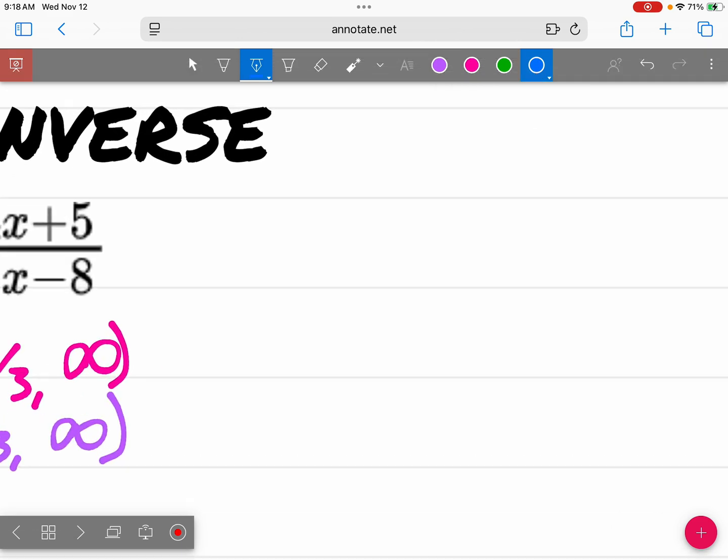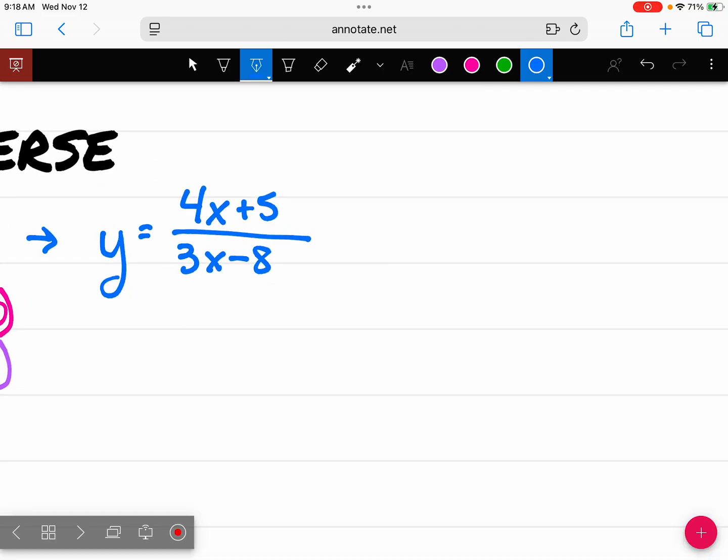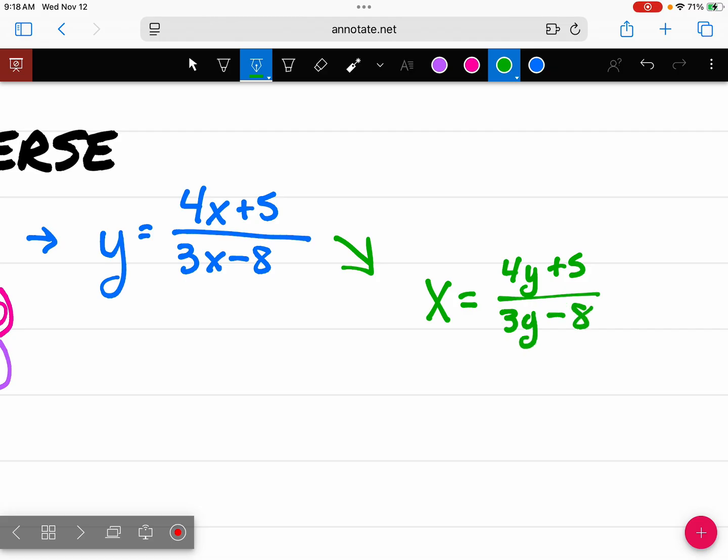So finding our inverse, I'm first going to write it with our y. Y equals 4x plus 5 over 3x minus 8. Then I'm going to find my inverse. Switching my x's and y's, that's when it turns into our inverse. My x equals 4y plus 5 over 3y minus 8.